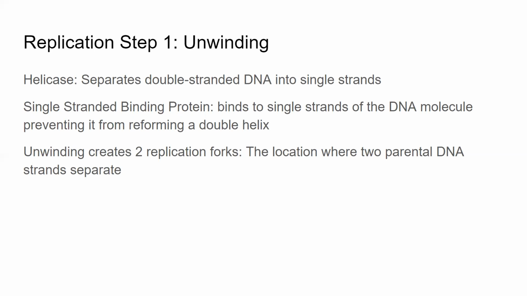So helicase is actually going to separate the double-stranded DNA that we start with into single strands so that they can be copied. So what is a single-stranded binding protein going to do? That is going to bind to the single strands of DNA that we unwound with helicase to prevent it from reforming the double helix. The chemistry of the double helix means it's always trying to stick back together. So if you unwind it, we need to have a way to prevent that from happening.